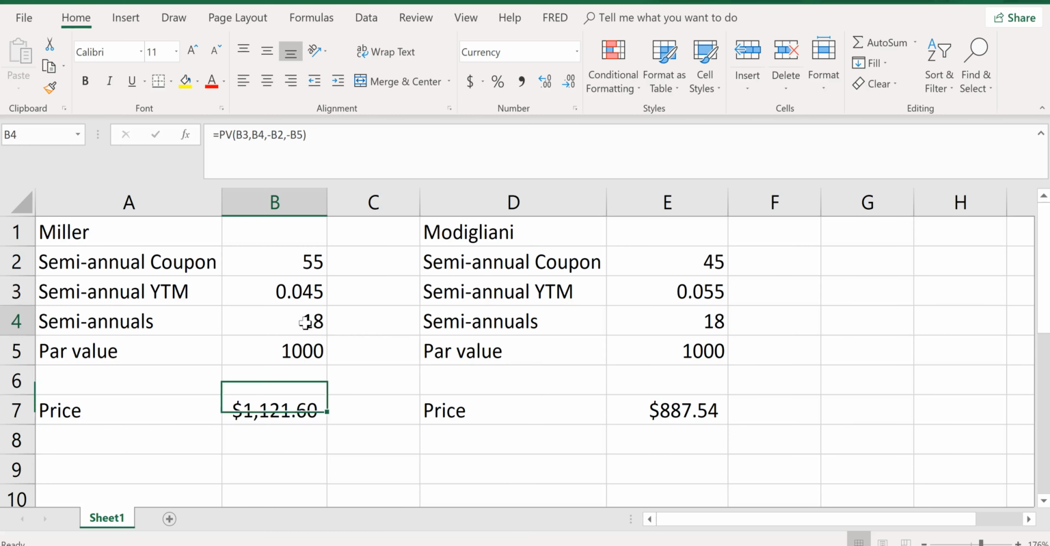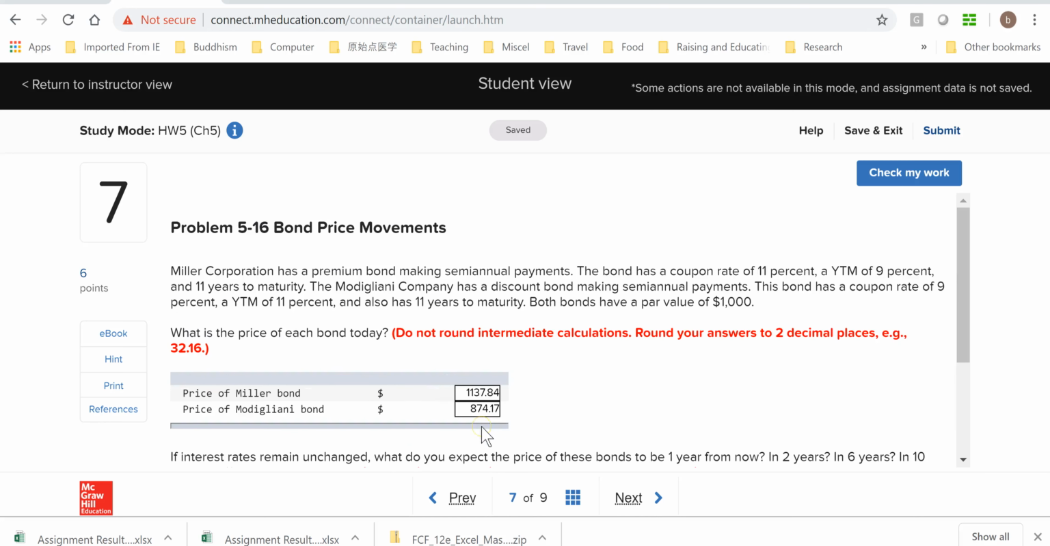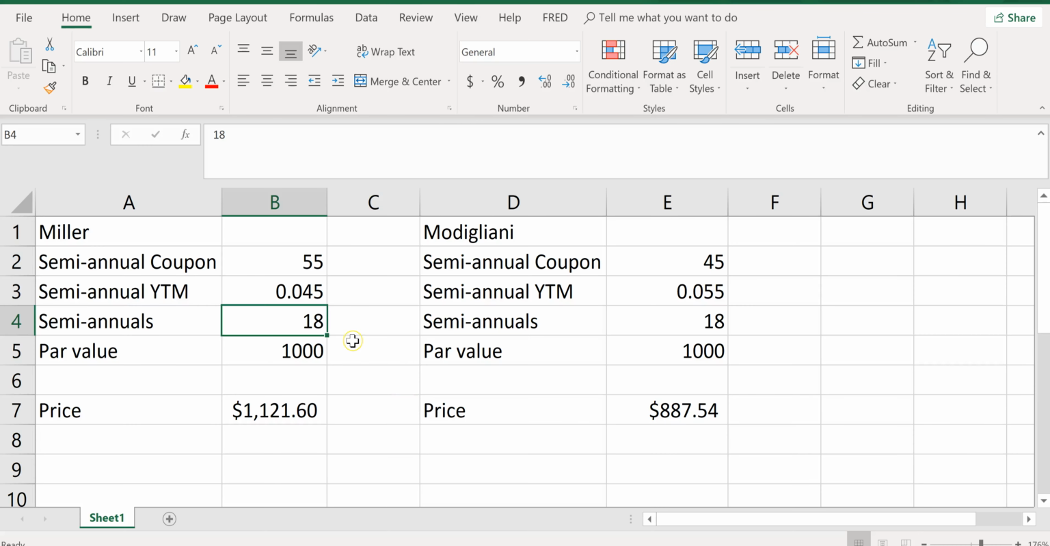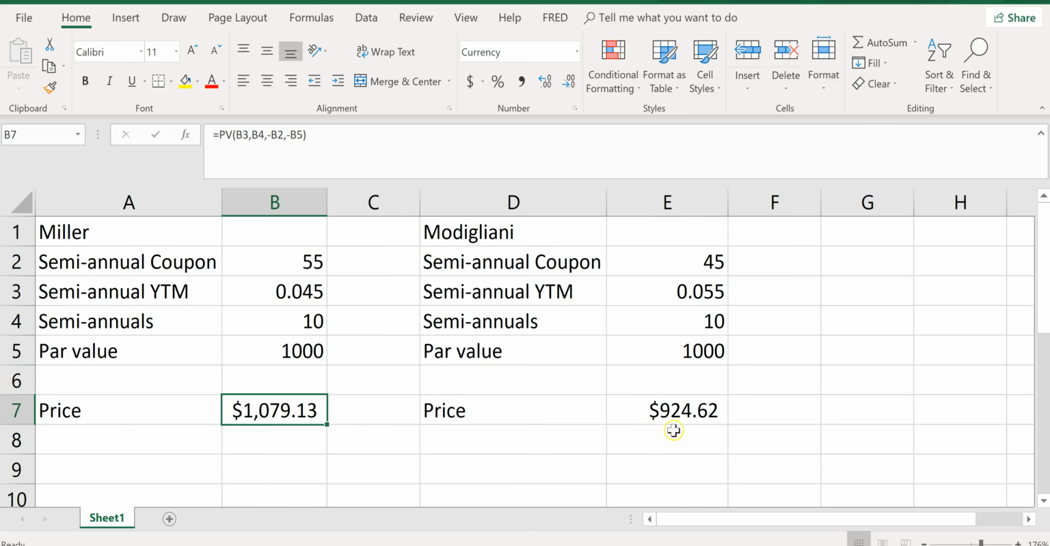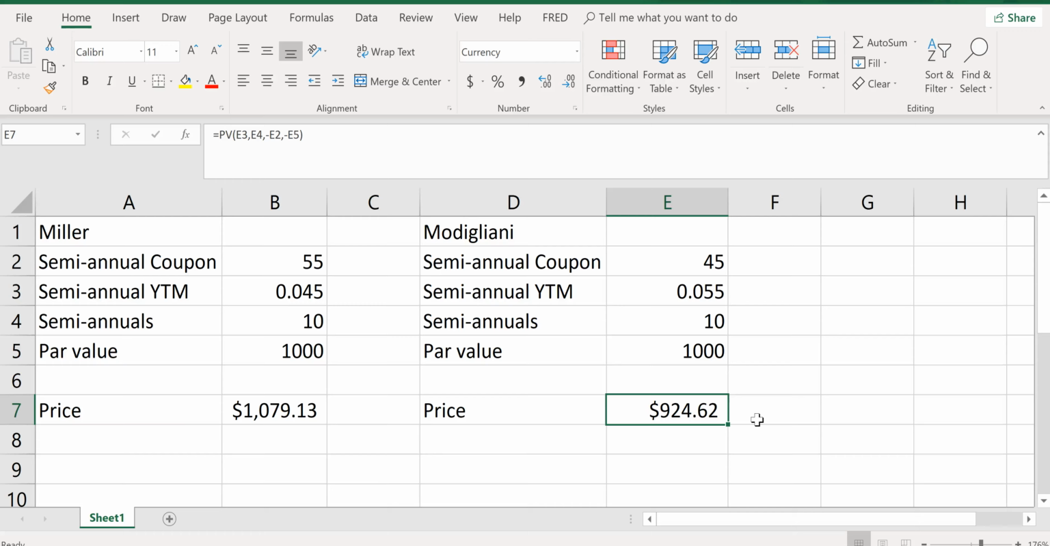And similarly, after 6 years, the initial maturity was 11 years for both companies, so the remaining maturity will be 5 years. That makes the number of semi-annual periods 10 for both. So this is 1,079.13 for Miller, and 6 years for Modigliani, 924.62.